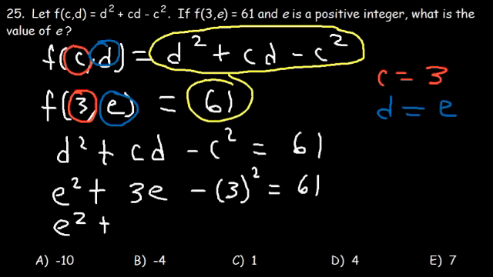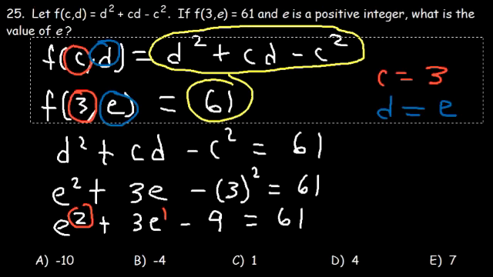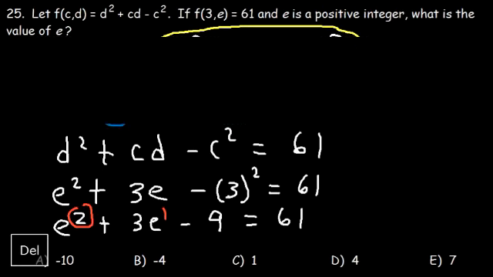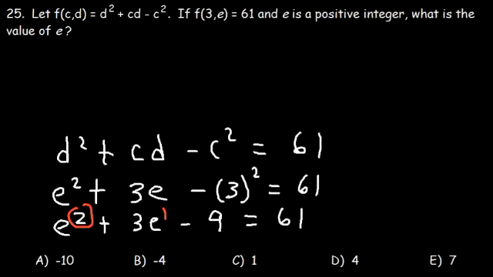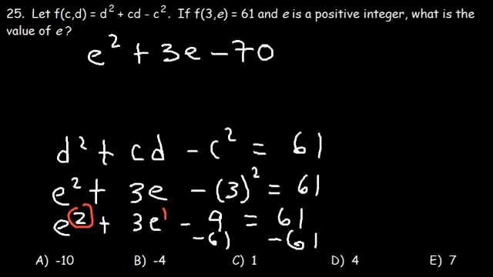So 3 squared, which is 3 times 3, that's equal to 9. So notice that we have a quadratic equation, e squared and e to the first power. So we might be able to factor it. If not, we can complete the square or use the quadratic formula. But usually, these types of problems are factorable because the quadratic formula takes too long. And if you're taking the SAT, you have to do everything fast. So let's subtract both sides by 61. So negative 9 minus 61 is equivalent to negative 70.